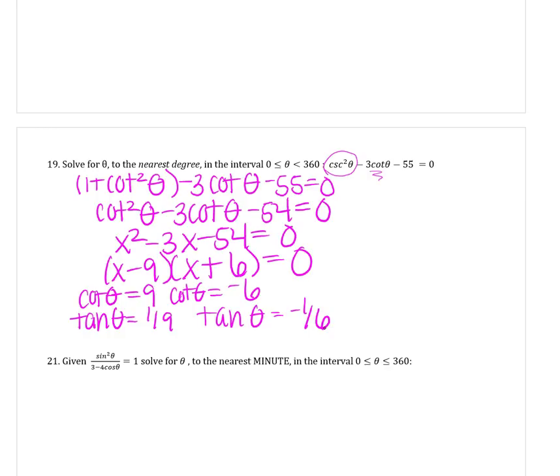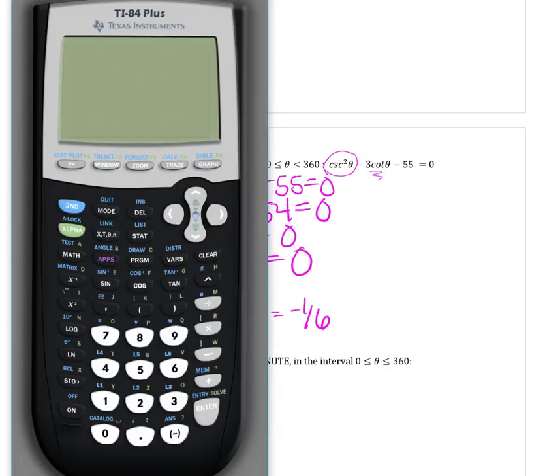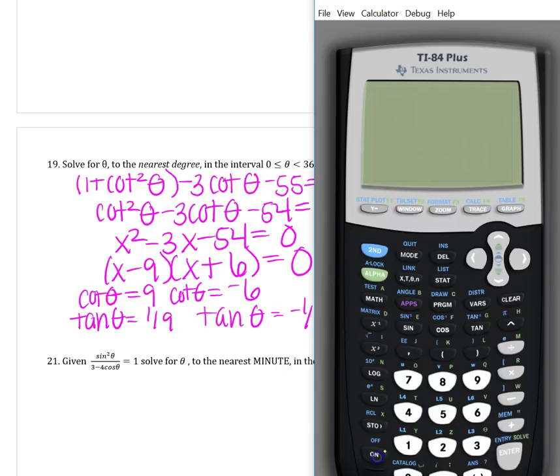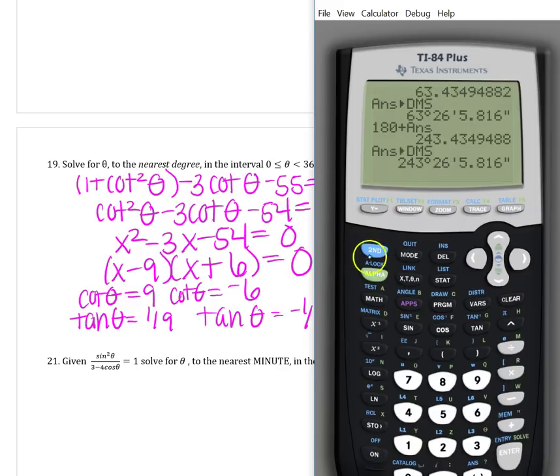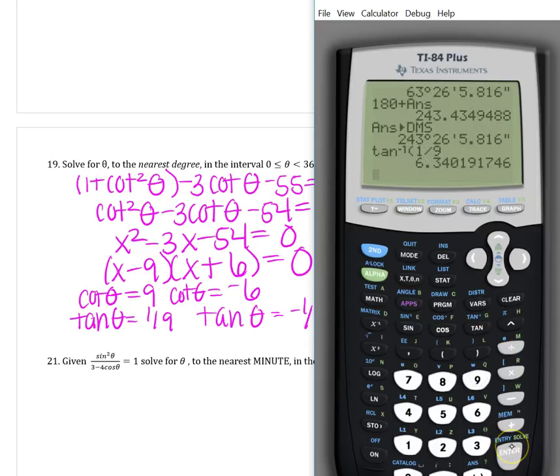Okay, so then by doing this, I just have to use my calculator. So I'm going to do inverse tan of 1/9. Okay, so I get 6.34. Tangent's positive, so I'm going to want the quadrant 1 angle, so it looks like to the nearest degree is 6 degrees.